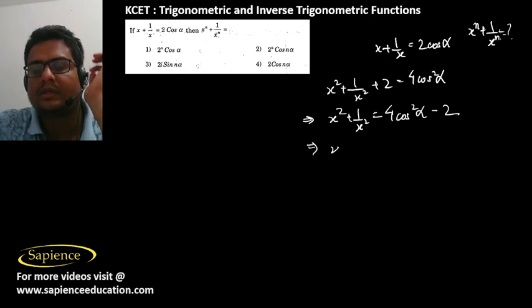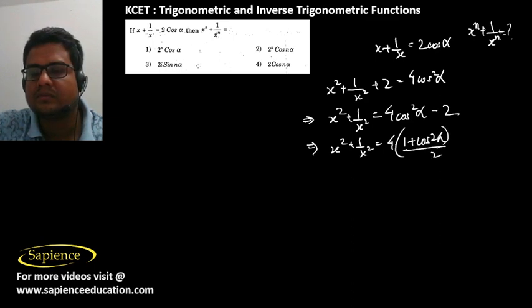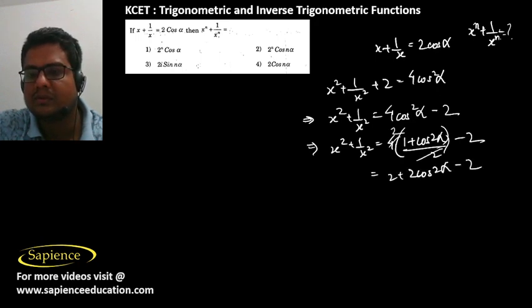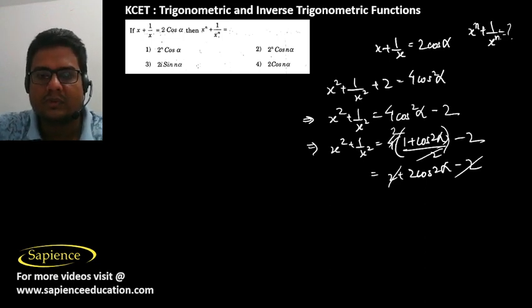So this we can write x square plus 1 by x square will be equal to 4 cos square alpha minus 2. Cos square alpha is (1 plus cos 2 alpha) by 2, so this will be equal to 2 into 2 is 4, so 2 plus 2 cos 2 alpha minus 2. This is 2 cos 2 alpha.